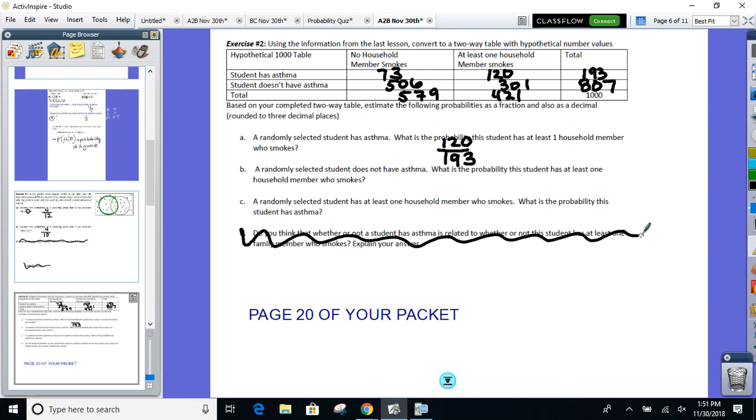Okay, part B. Any group want to report back? Now you're looking at the people who don't have asthma. What's the probability at least one household member smokes then? What are we looking at for this one? 301 out of 807.